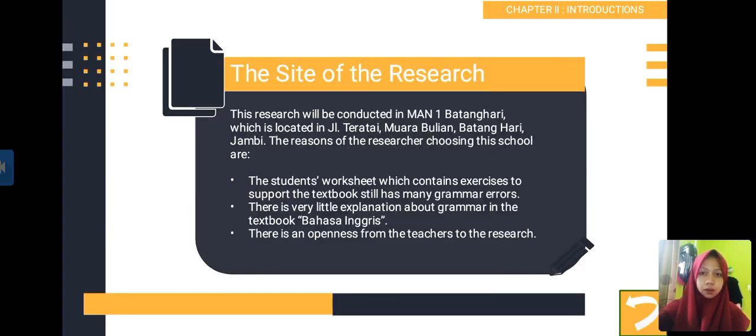Next is the site of the research. This research will be conducted in MAN 1 Batanghari, which is located in Jalan Teratai, Muara Bulian, Batanghari, Jambi. The reasons to choose this school are that the students' worksheet, which contains exercises to support the textbook, still has many grammar errors. There is very little explanation about grammar in the main textbook, Bahasa Inggris. There is also an openness from the teachers to the research.